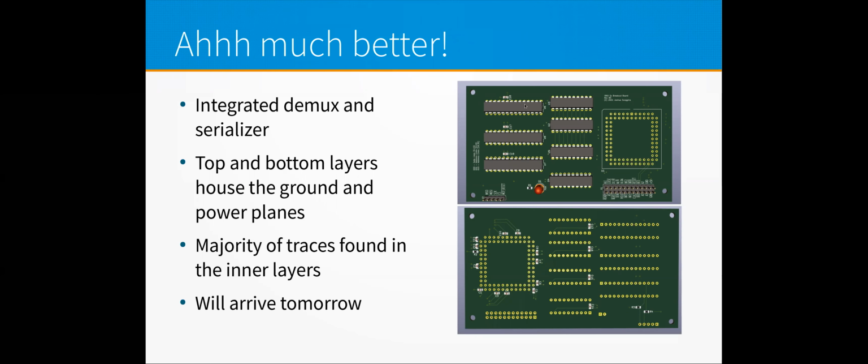These three chips here are the serializers. Here's the demuxing hardware, here's the socket for the chip, here are the breakout lines, and here are the serializer breakout lines. I swapped the design so that all of the traces are on the inner two layers, and the ground and power planes are on the outer layers.